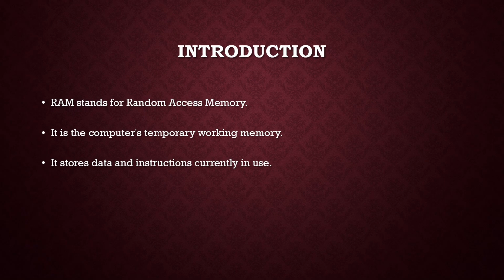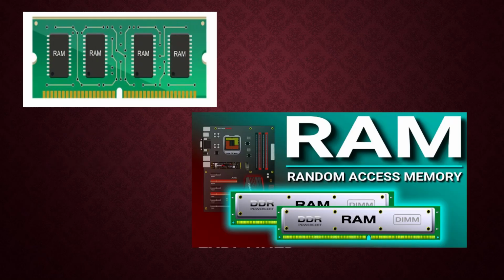RAM stands for random access memory. It is the computer's temporary working memory that stores data that is currently in use. Whatever you are doing presently will be stored in RAM. That is the random access memory. It is actually called a temporary storage. So see, this is the RAM.